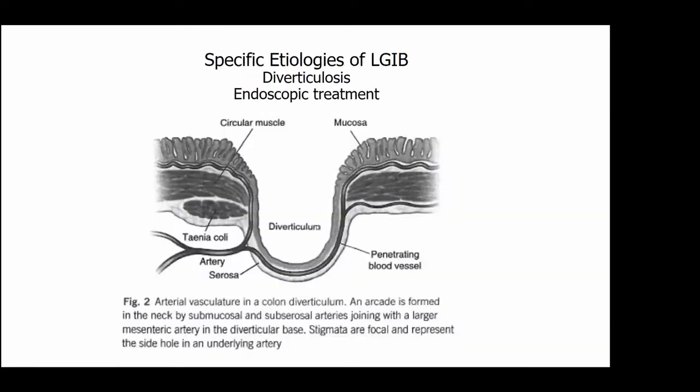So this is just a slide of the microvascular anatomy of diverticulum. And you can see that the things that bleed mostly are arteries at the bottom. And this has a dual supply. It gets blood from arteries that are actually inside the wall of the colon and those that are actually in the mesentery outside of the wall of the colon.